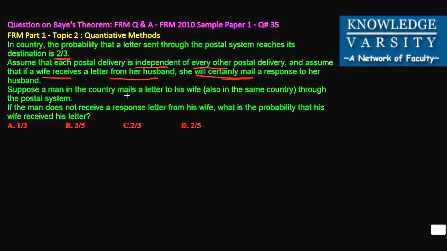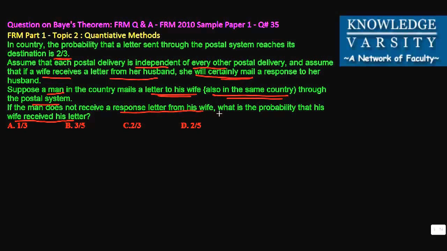Suppose a man in the country mails a letter to his wife. So a man sends a letter to his wife, who stays in the same country, through the postal system. Now, if the man does not receive a response letter from his wife, what is the probability that the wife received the letter?